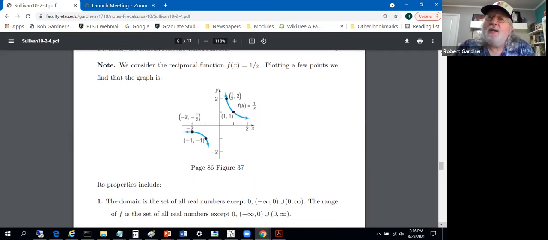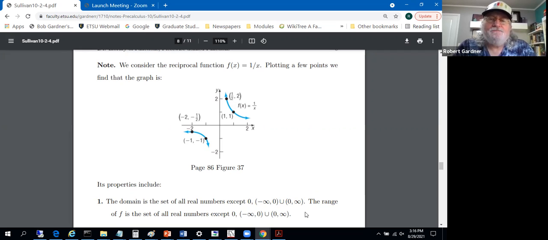Domain, what can go wrong? Square roots and negatives, no square roots. Division by 0, because there is division. X can't be 0. Other than that, you're good. So the domain is all real numbers except for 0, written in interval notation using the union symbol as given there. We discussed interval notation and the union idea in one of the appendices.